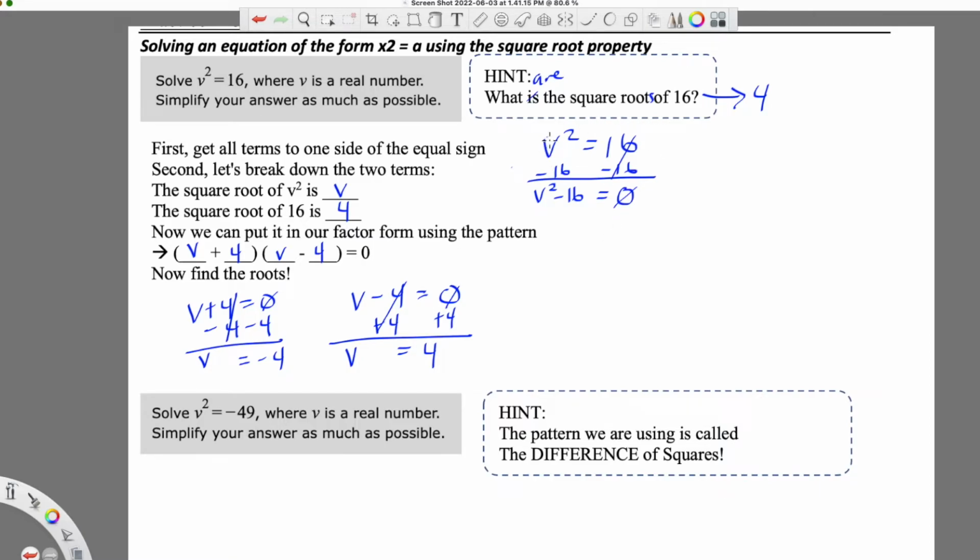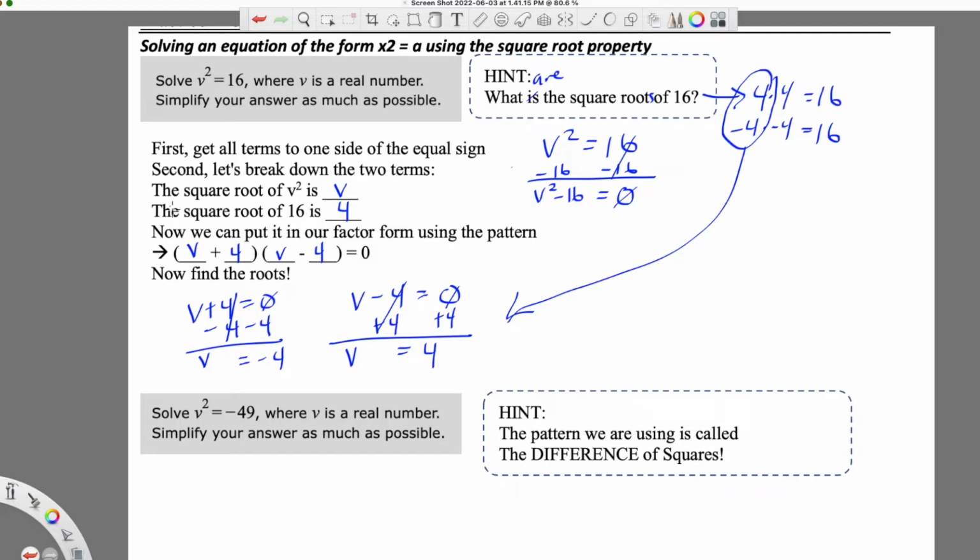But it's not just 4, because I could go 4 times 4, and that would get me 16. But I could also say negative 4 times negative 4, and that will get me positive 16. So it's both 4 and negative 4. Oh, isn't that exactly what we got down here? Yes. So that's kind of the hint there. This is literally called the square root property.